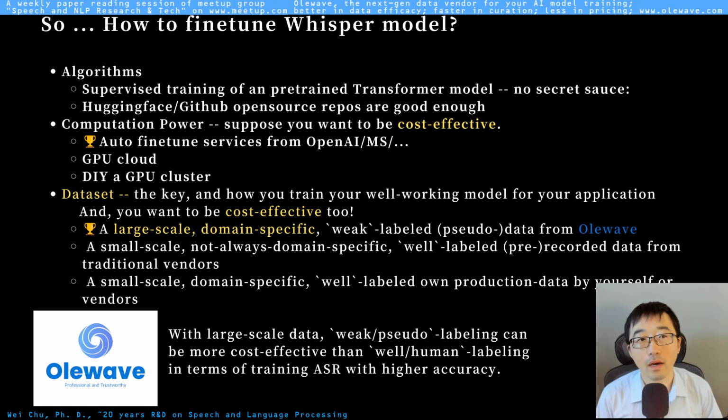So there are many Hugging Face and GitHub open source repos. They're good enough. But pay attention to whether they have benchmarks or benchmarking results: the speech recognition accuracy and latency before you fine-tune the model or after you fine-tune the model, and see what's the improvement you get. You may ask, what if they fine-tune on Japanese and my case is Indonesian?